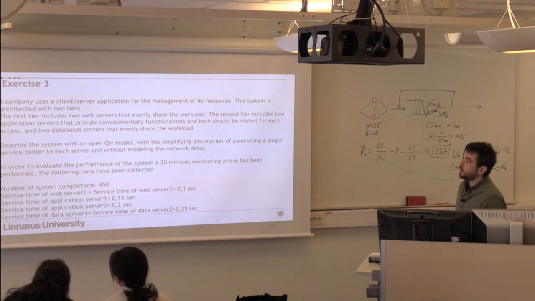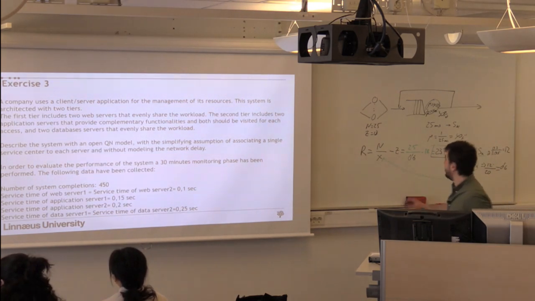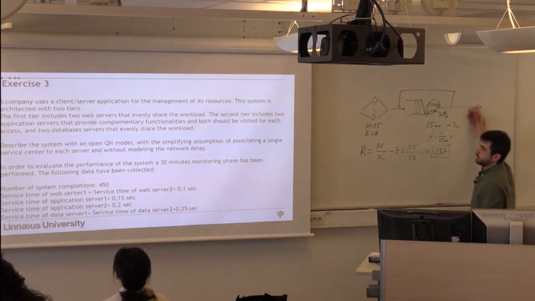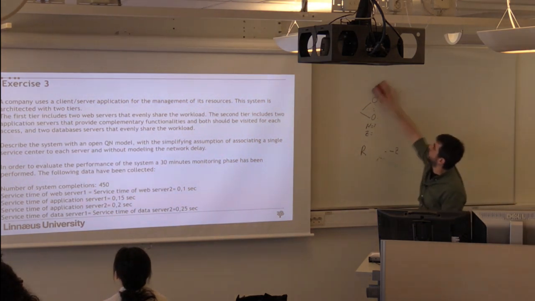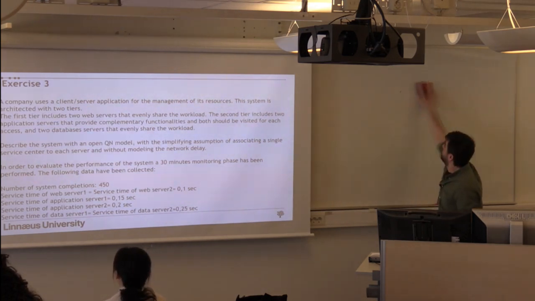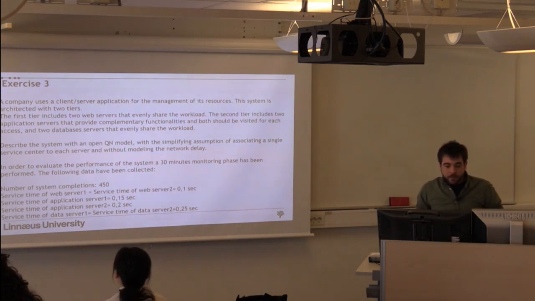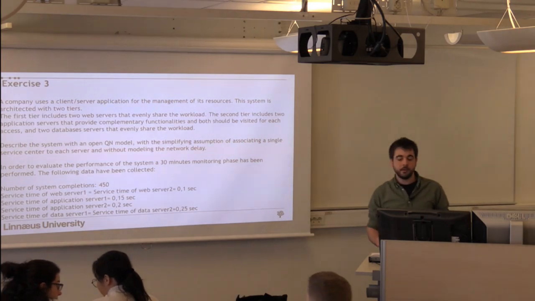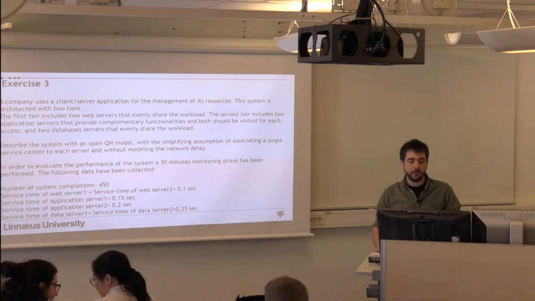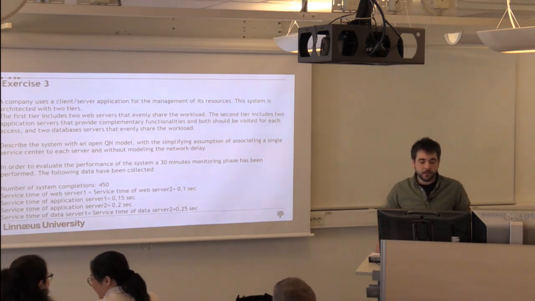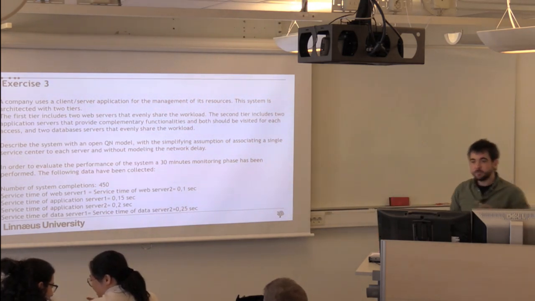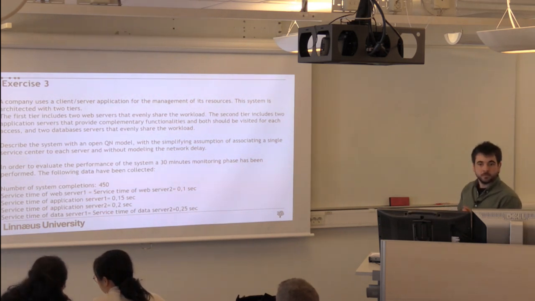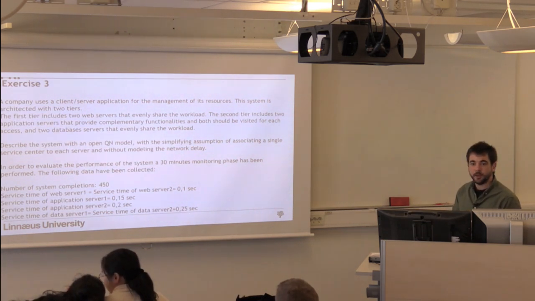Next. A company uses a client-server application for the management of its resources. Can read in the meantime. There are two tiers. The first tier has two web servers that share the workload evenly. The second tier has two application servers that provide complementary functionalities, and both should execute. And two databases that share the workload. Describe the system with an open queuing network. I can start, and then you will help me.